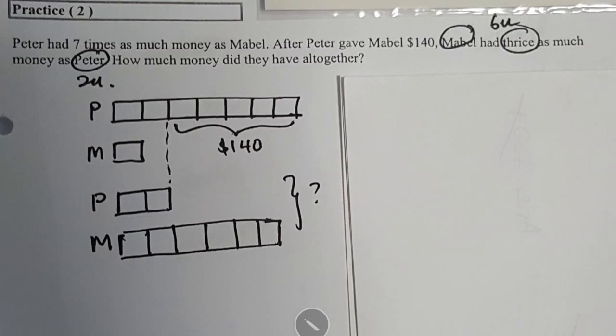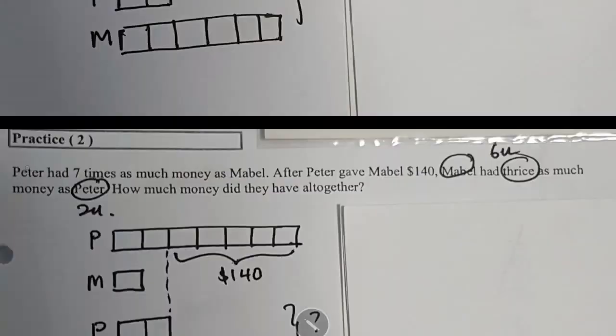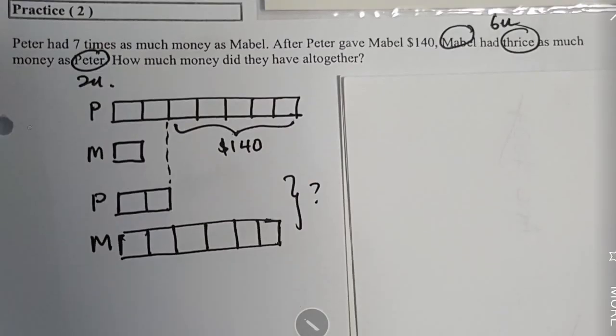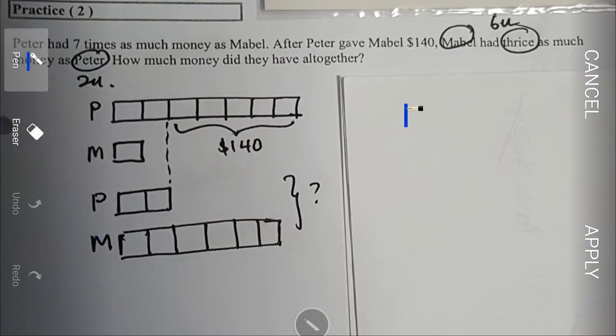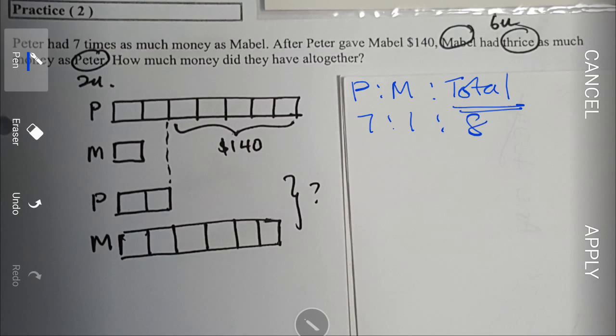So again, if you can't see, you can use the ratio method to help you to see better. Let me write it down. So Peter is to Mabel is to total. Take note, the total is again the same, right? So 7 is to 1 is to a total of 8.